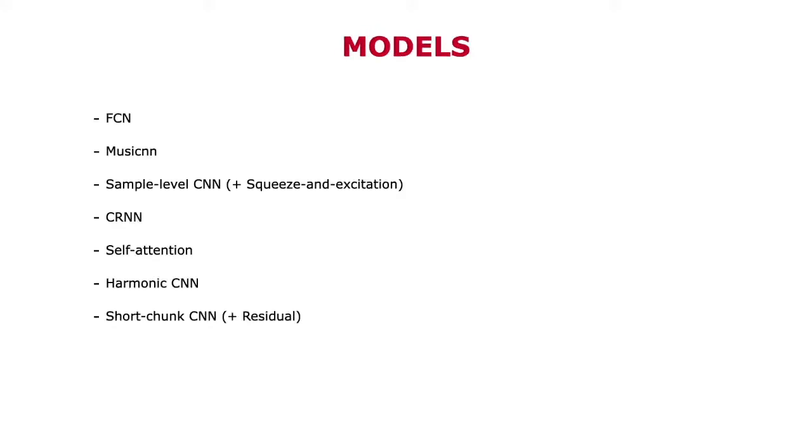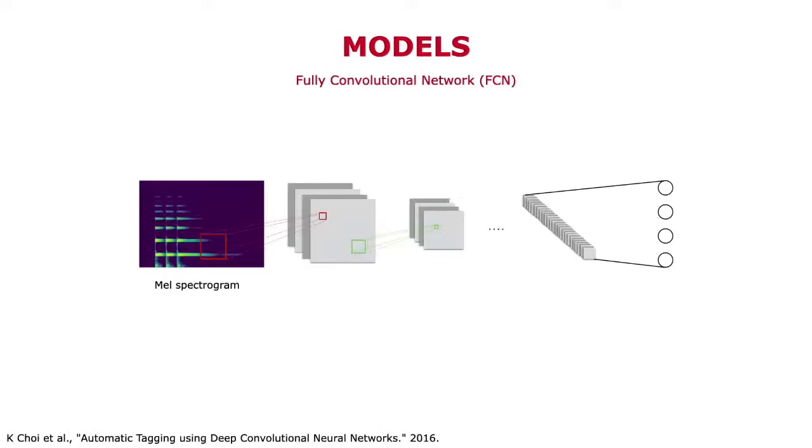These are the models that we investigate in our research. I'll briefly introduce the characteristics of each model in terms of architecture design. Fully convolutional network is a variant of convolutional neural network that consists of only convolutional layers without a fully connected layer. Fully convolutional network for music tagging consists of 4 convolutional layers, and each layer comprises convolution, batch normalization, rectified linear unit, and max pooling. To cover 30 seconds of audio, the network uses wide strides for max pooling.